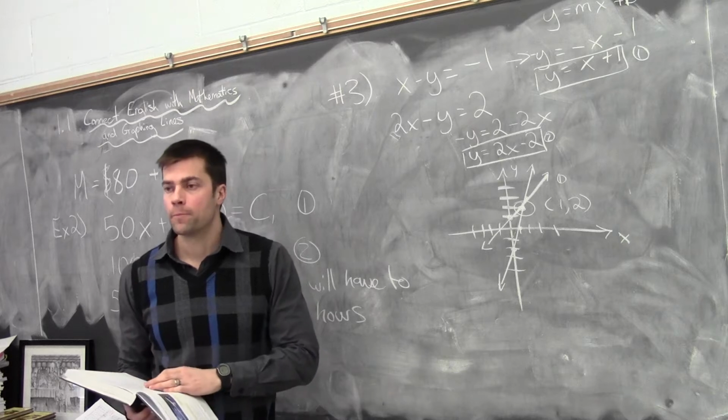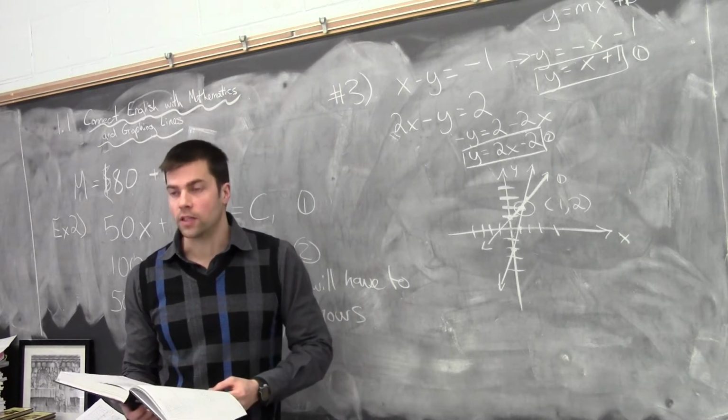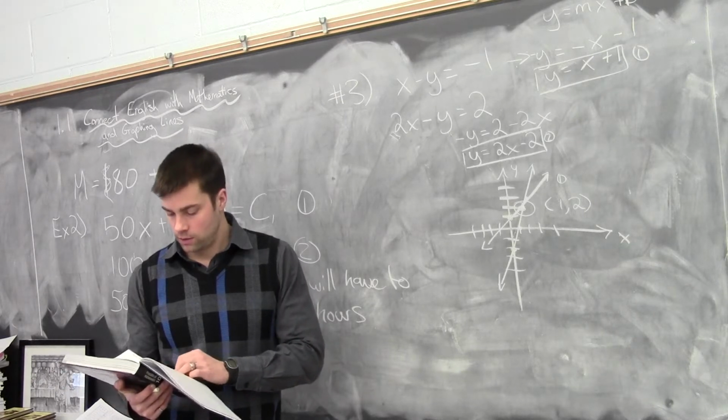Yeah? Can you show how you get the point of intersection and substitution? That's the next section. Oh. Yeah, yeah, that's 1.2. So we're getting there.